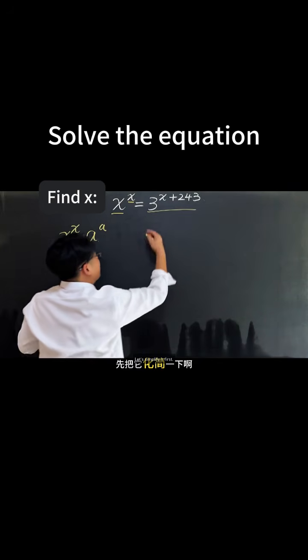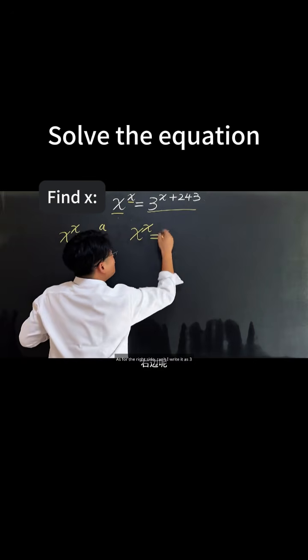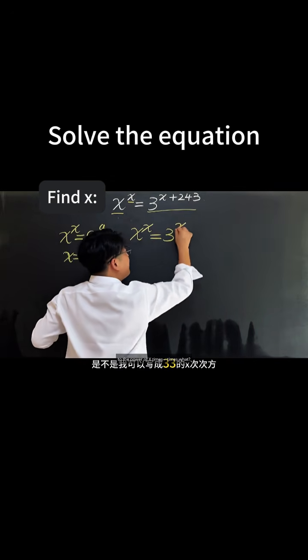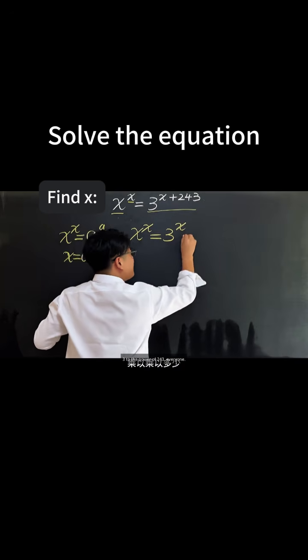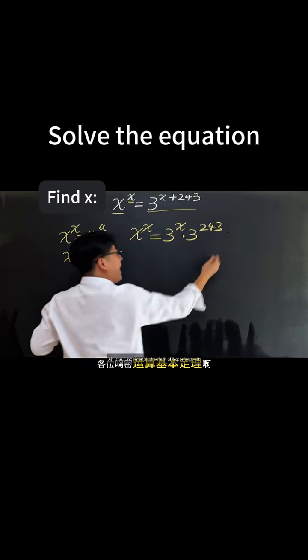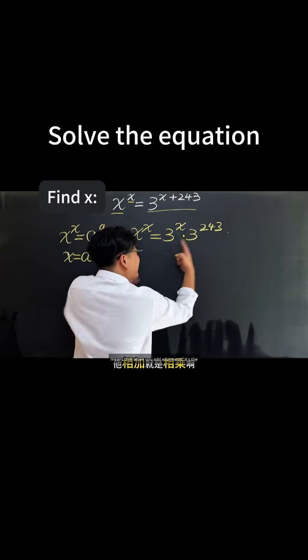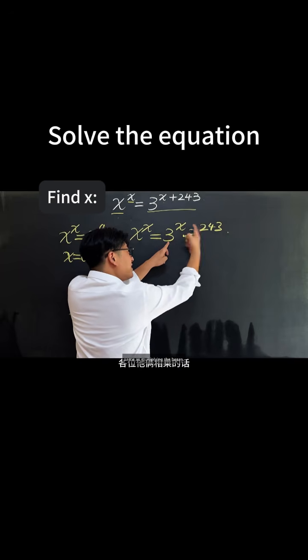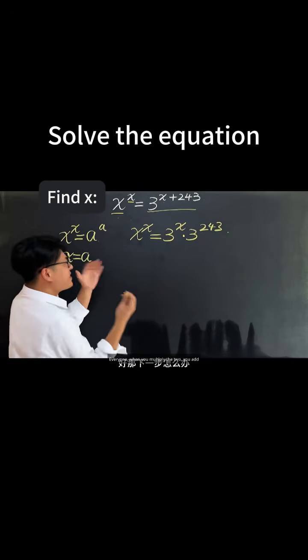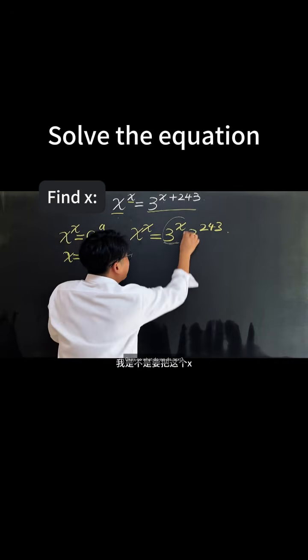Let's simplify it first. The left side is still x to the power of x. As for the right side, can I write it as 3 to the power of x times... times what? 3 to the power of 243, everyone. The fundamental theorem of exponents: it means that when you add exponents, it's the same as multiplying the bases. Everyone, when you multiply the two, you add the exponents, right? Okay, so what do we do next?